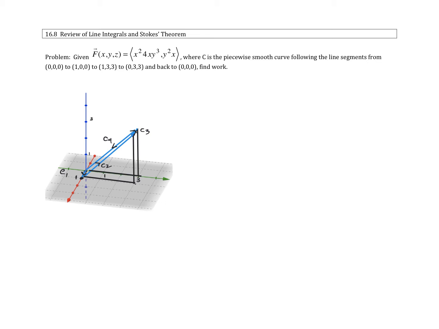Well, one thing you might notice right away is that this is a closed curve. And we know that if we have a closed curve and our vector field is conservative, the answer is 0 because the potential function at the start and end point is the same. So maybe we'll get lucky here and figure out, is f conservative?